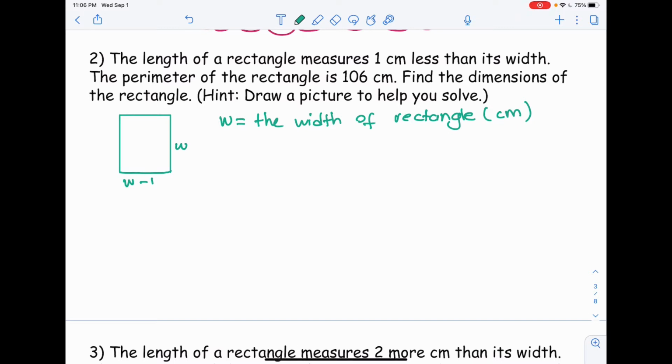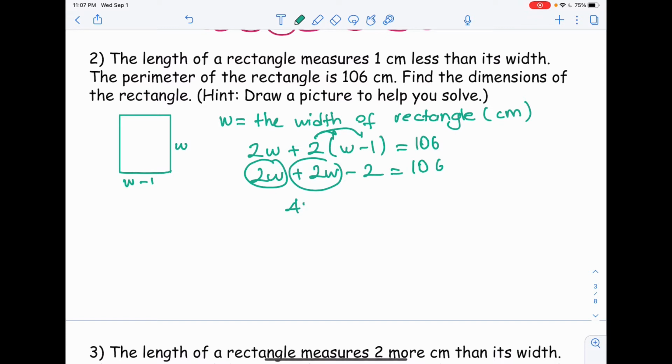So we add all the sides up, but since we have two sides as width and then two sides as length, we can actually multiply W with 2 and then W minus 1 also with 2. And then the equation will look like then for the perimeter 2W plus 2 times W minus 1, which is 106 centimeters, right? We don't need to write centimeters. Okay, let's distribute. 2W plus 2W minus 2 will be 106, and then we can combine like terms.